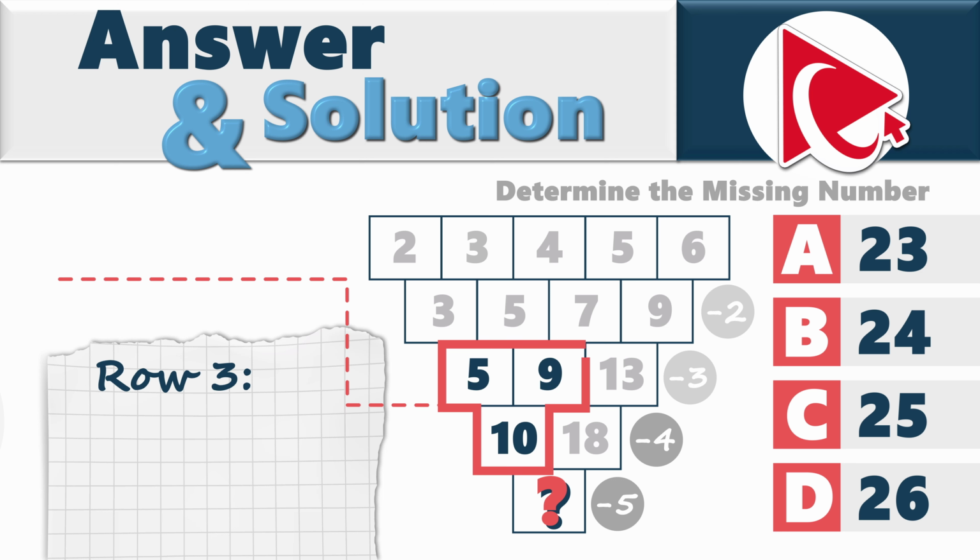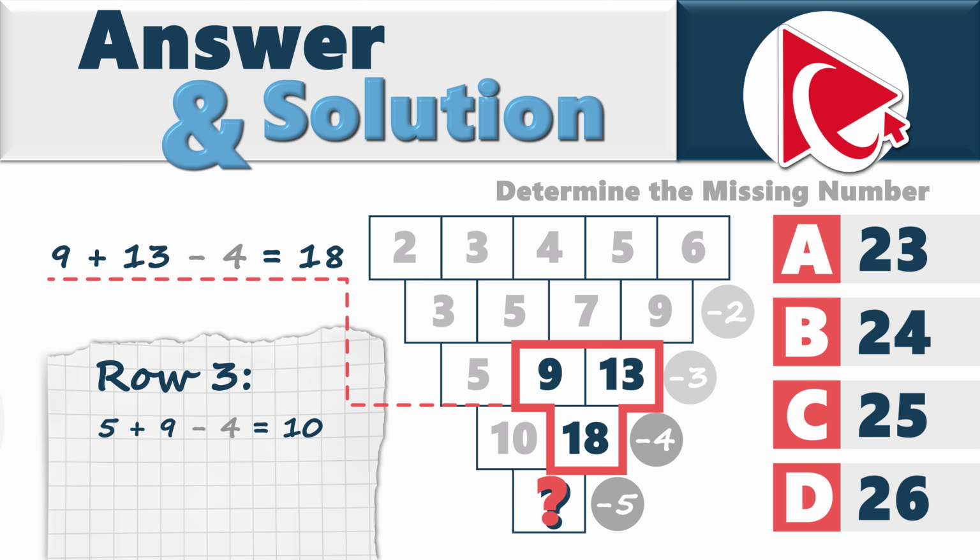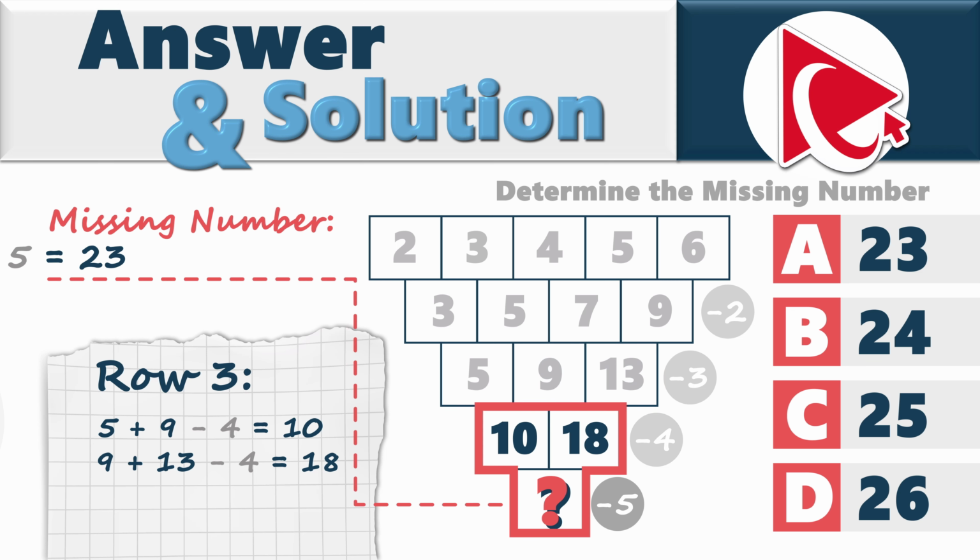Time to look at row 3. 5 plus 9 minus 4 equals 10. 9 plus 13 minus 4 equals 18. And now is the time to calculate the missing number. 10 plus 18 minus 5, the new decrement, equals 23.